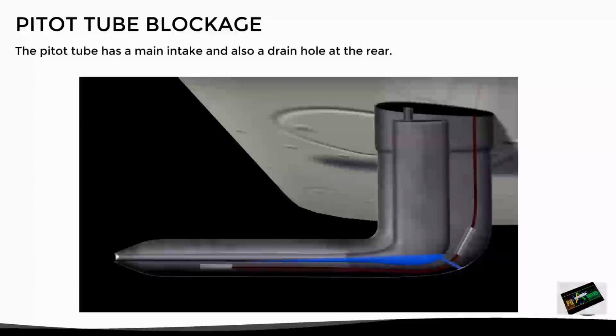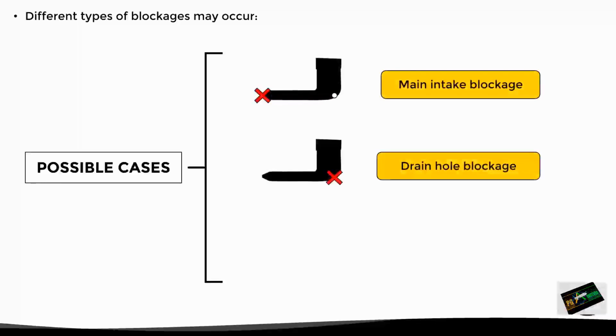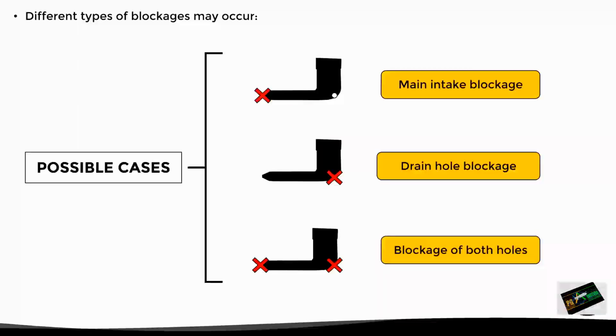As we mentioned in the video about the pitot static system, the pitot tube has two holes: a main intake in the front and a drain hole at the rear. With this design, there are different types of blockages that may occur. Specifically, there are three possible cases: a main intake blockage, a drain hole blockage, or a blockage of both holes. In each one of these cases, the indicator will react in a different way. So let's see each one in detail.